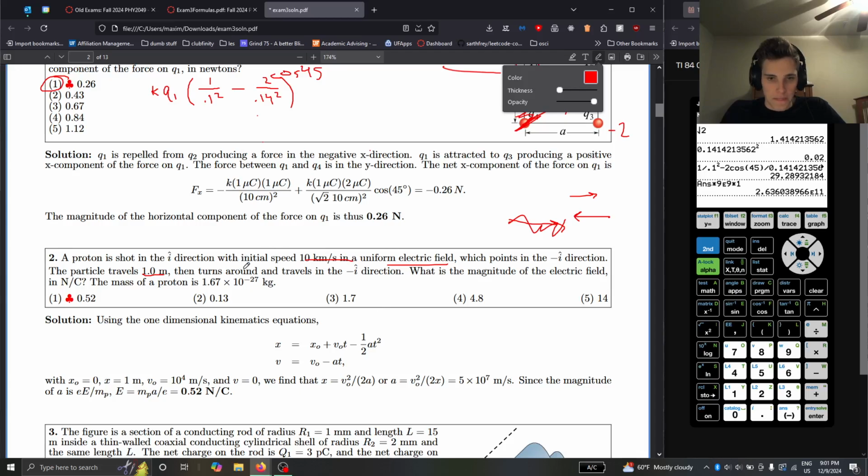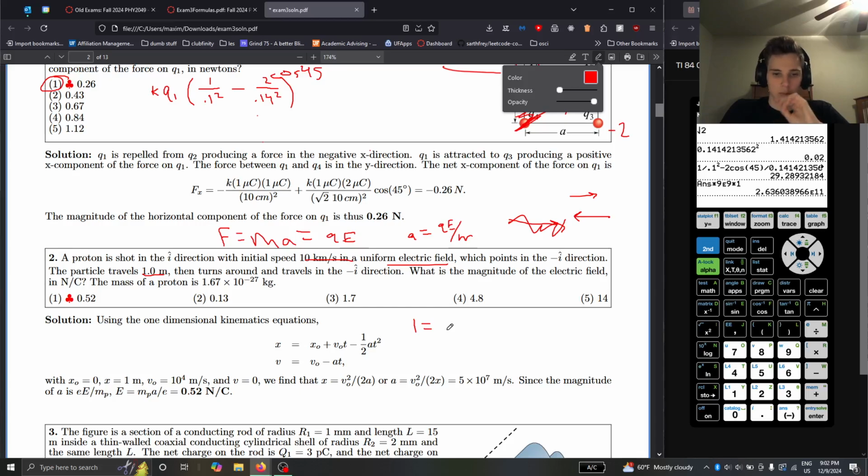So we start with, first, we're given the electric field. Force is equal to mass times acceleration, but it's also equal to the charge times the electric field. So if we ever need to find the acceleration for a kinematic equation, we just use qE over m. So, okay, let's start with this. The particle travels 1 meter and then turns around. We want the magnitude of the electric field.